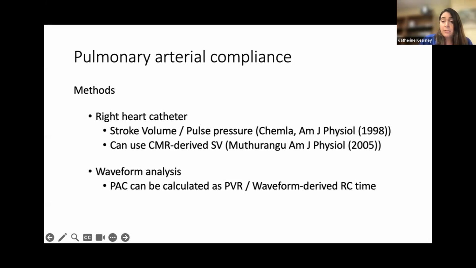A method using flow obtained from phase contrast imaging of the pulmonary artery during simultaneous cardiac MRI and right heart catheterization has also been described. Using waveform analysis of RC time and PVR, a stroke volume independent measure of PAC can be obtained, and I'll discuss this in more detail later.